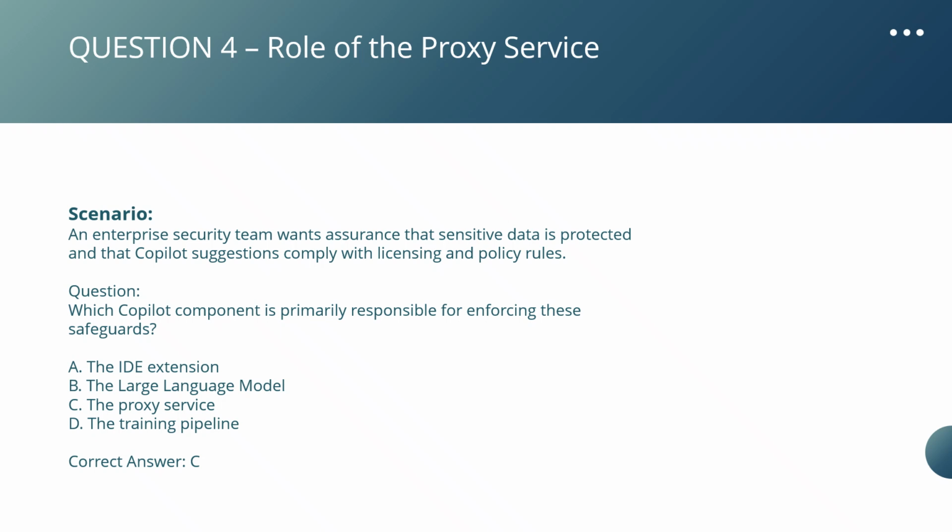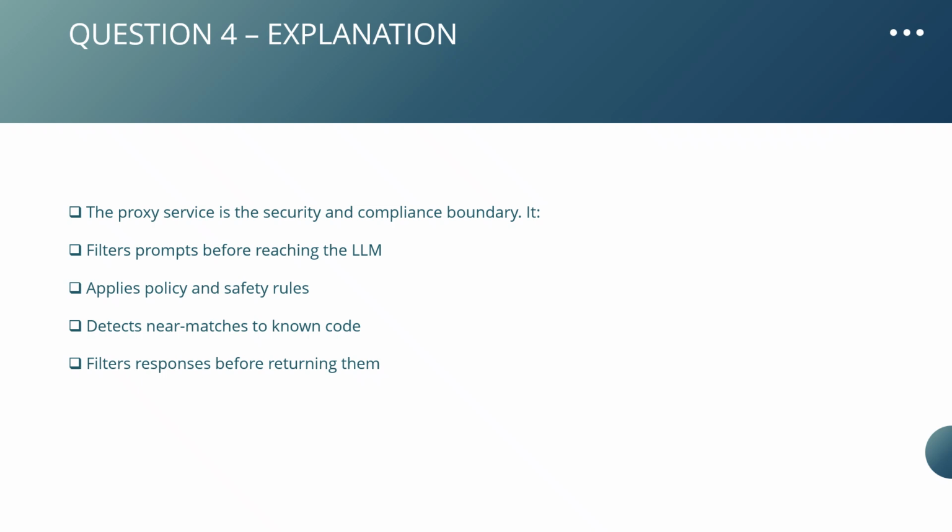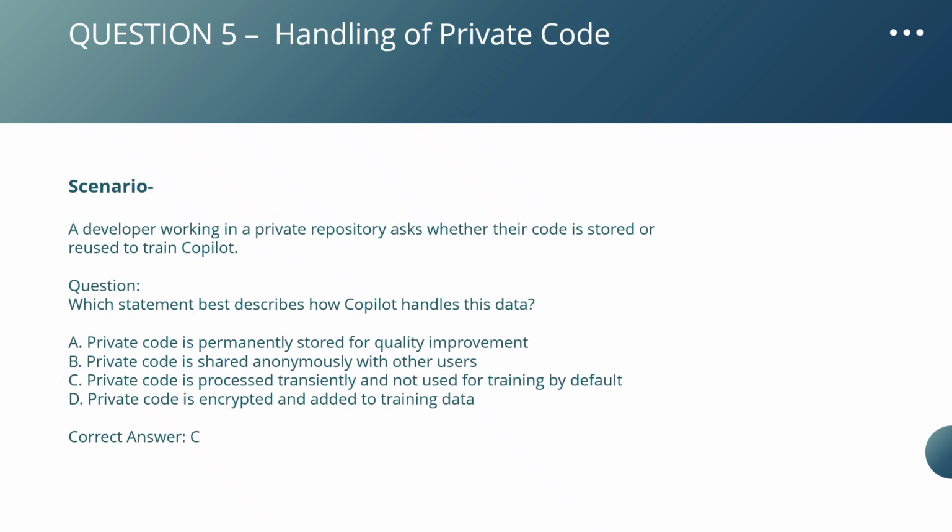Correct answer: C. Explanation: the proxy service is the security and compliance boundary. It filters prompts before reaching the LLM, applies policy and safety rules, detects near matches to known code, and filters responses before returning them.